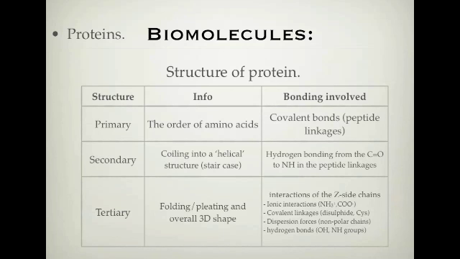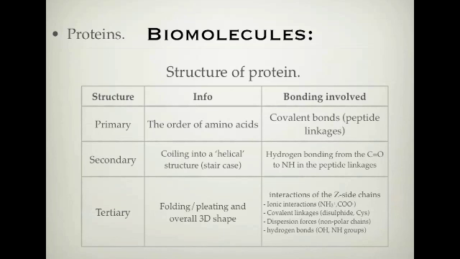The bonding involved in the primary structure is simply the peptide linkage which is linking them together. So the covalent bond is the peptide linkage which is holding the primary structure together, and that's a very strong linkage. It takes a lot of effort to break that. It takes a hydrolysis reaction to break the primary structure.